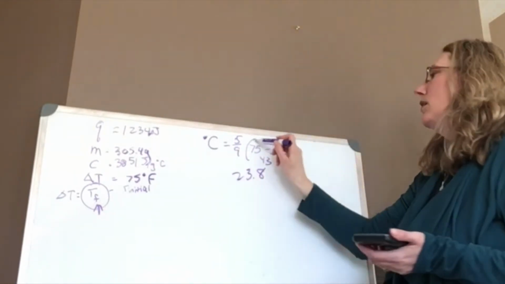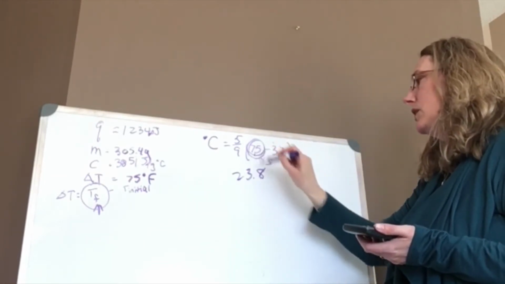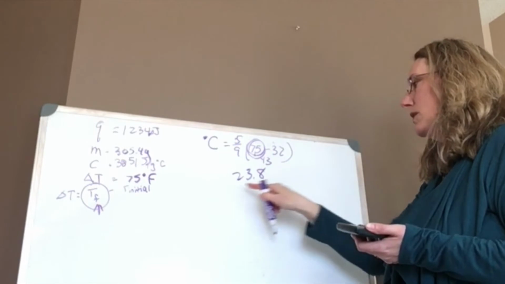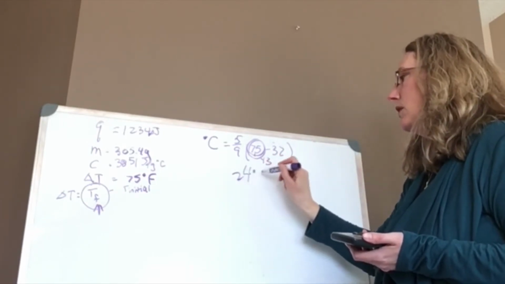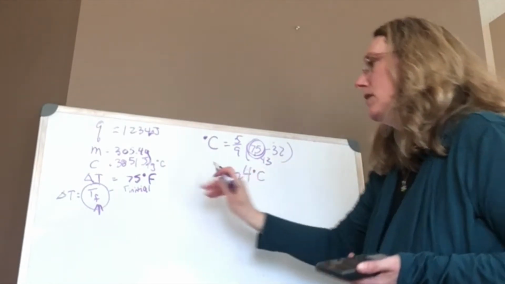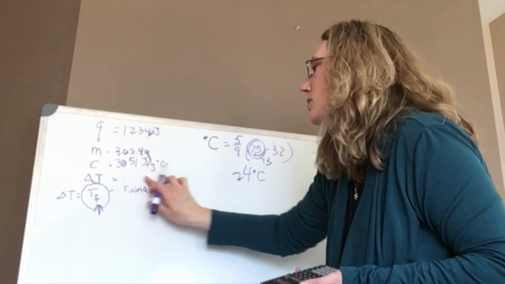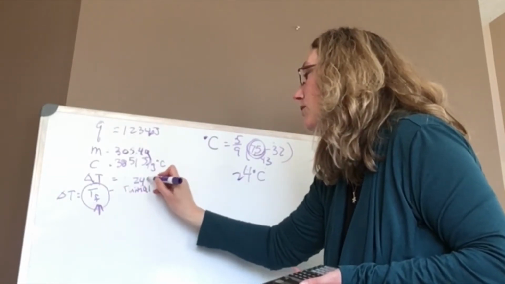23.88888888, and this is the number that I'm basing my significant digits on. I only have 2 here, so I'm only going to have 2 here, which means 23.8 gets rounded to 24 degrees C. Okay? So your temperature initial is 24 degrees C.